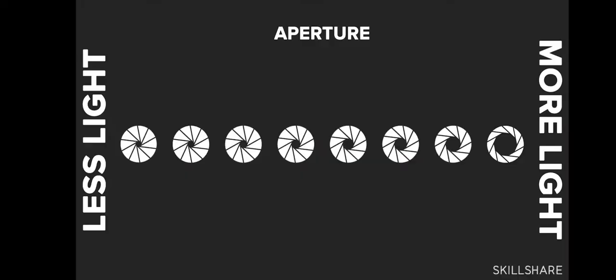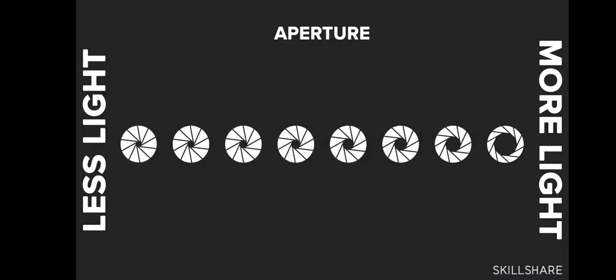So the next thing I want to talk about is aperture. And aperture is basically the size of the opening through which light passes through the lens. Now, how does that have an effect on exposure? Well, the bigger the opening in the lens, the more light will pass through. And the smaller the opening in the lens, the less light will pass through. So it directly impacts whether the image will be dark or light.